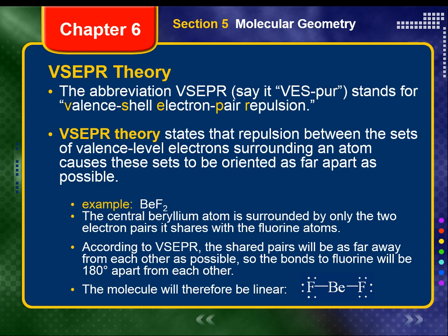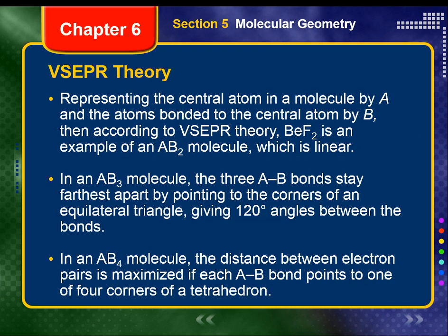According to VSEPR theory, the shared pairs are oriented as far away from each other as possible, as is shown in Figure 6-21A, which is on page 184 of your text. The distance between electron pairs is maximized if the bonds to fluorine are on opposite sides of beryllium, 180 degrees apart. Thus, all of the atoms lie in a straight line and the molecule is linear.